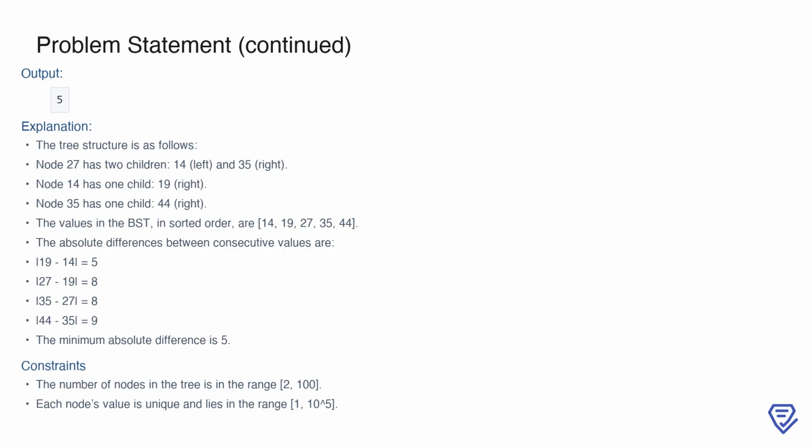Here's a third example with a slightly larger BST. The root node is 27, with 14 as its left child and 35 as its right child. Node 14 has a right child, 19, while node 35 has a right child, 44. Extracting the values in sorted order gives 14, 19, 27, 35, 44. The absolute differences between consecutive values are 19 - 14 equals 5, 27 - 19 equals 8, 35 - 27 equals 8, and 44 - 35 equals 9. Among these, the smallest difference is 5, so the output is 5. This example highlights how the algorithm handles trees with multiple levels and nodes spread across both left and right subtrees.